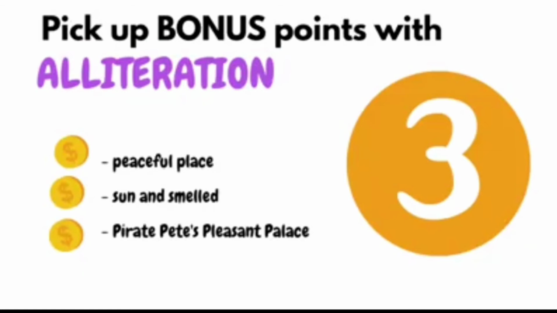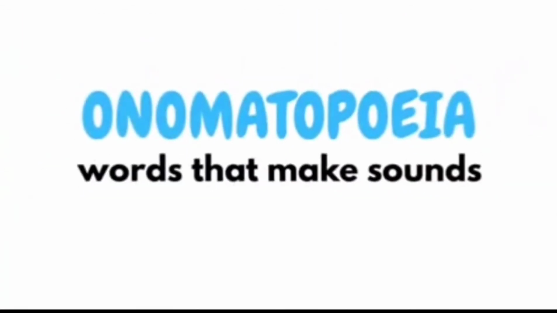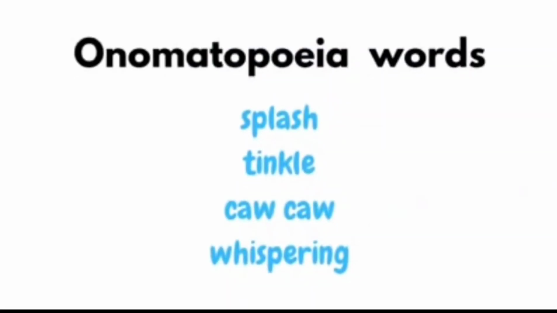But guess what? We're going to pick up a few more points with onomatopoeia. Remember, I said we're going to talk about sounds? Well, onomatopoeia means words that make sounds. Those are important because it makes your reader completely invested in the story. Like pop, that's onomatopoeia. So you have flash, tinkle, caw caw, like the birds, the seagulls, and the whispering wind.